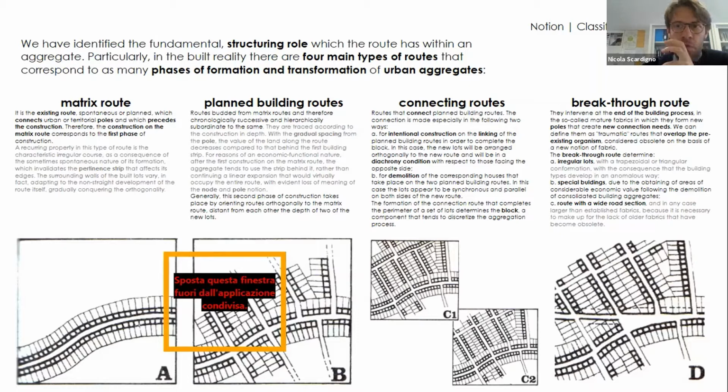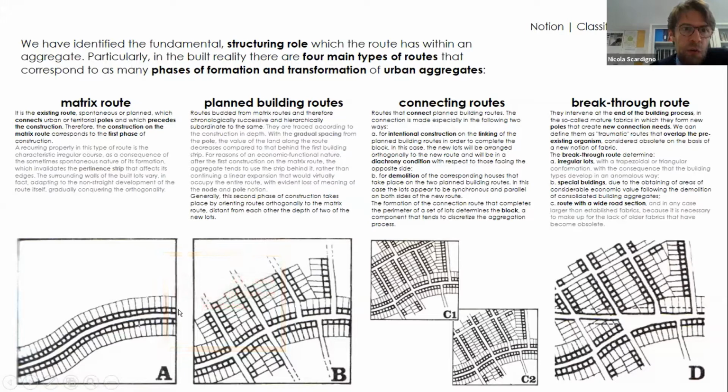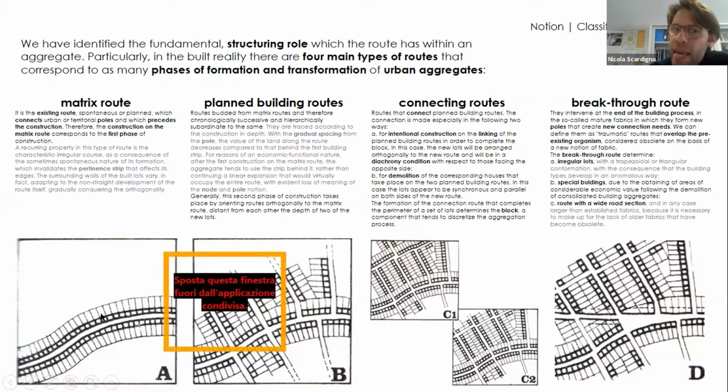We have the matrix root. You can see from that scheme, that one, which could be spontaneous or planned, which connects urban or territorial poles, and which precedes the construction. The construction of the matrix root corresponds, we can say, to the first phase of the construction. Then we have the planning building roots, which are roots embedded from the matrix root, and therefore chronologically successive, and in terms of hierarchy, subordinated to the matrix root.